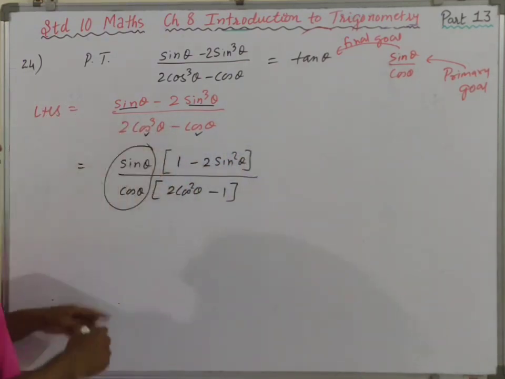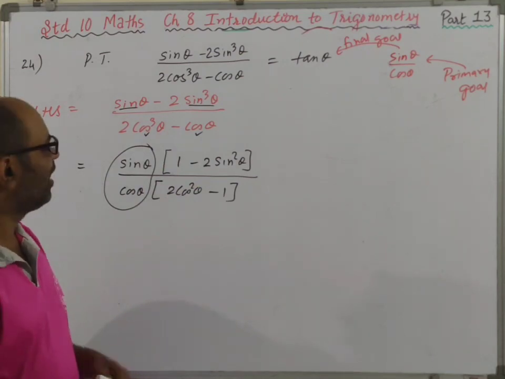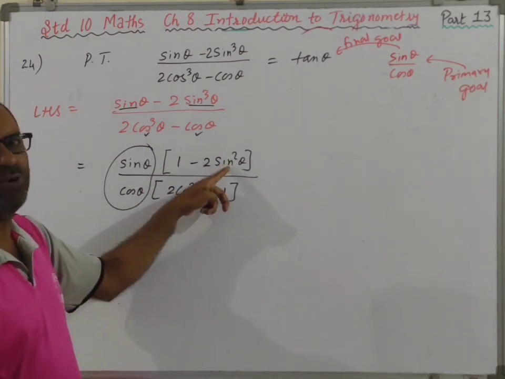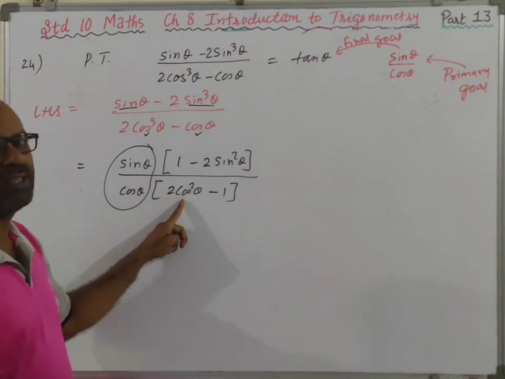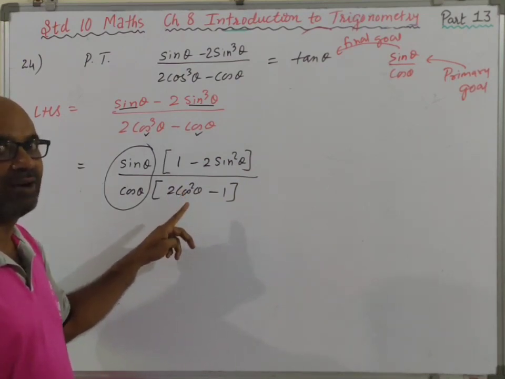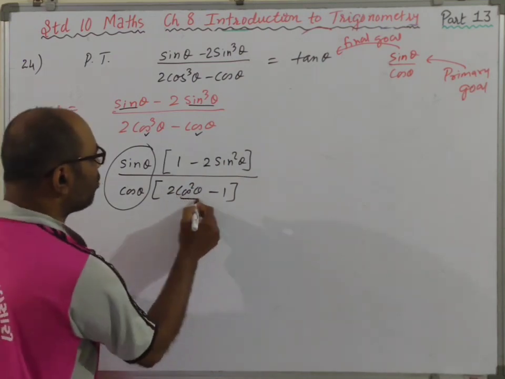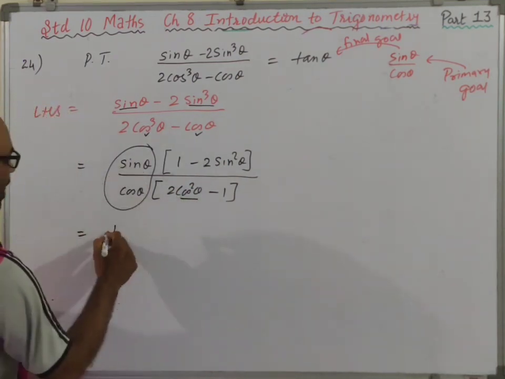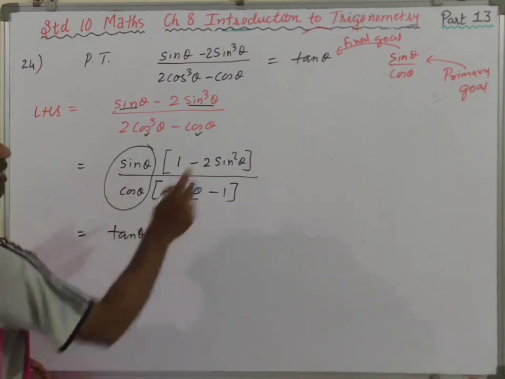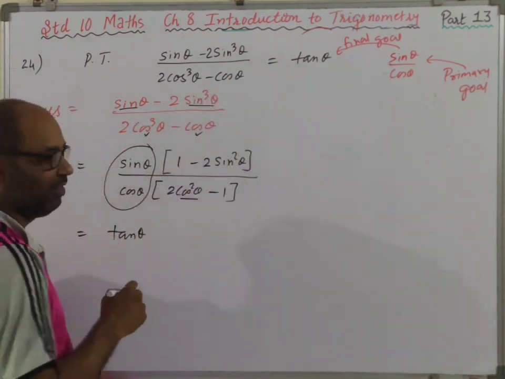Watch out. But what to do with this? This is sin, convert it into cos, or this is cos, convert it into sin. Don't convert both. Either convert sin into cos or cos into sin. We'll try to convert this. This is tan theta. Okay, I've written it because I'm in need of it.